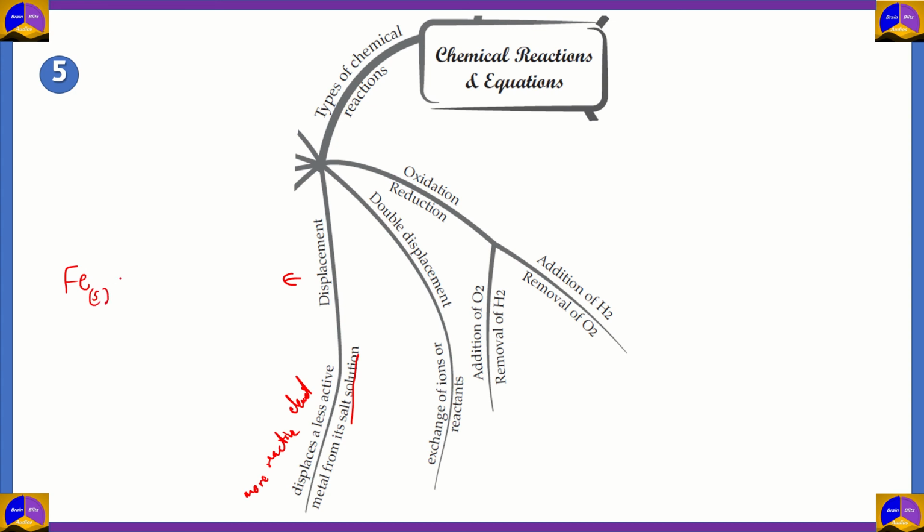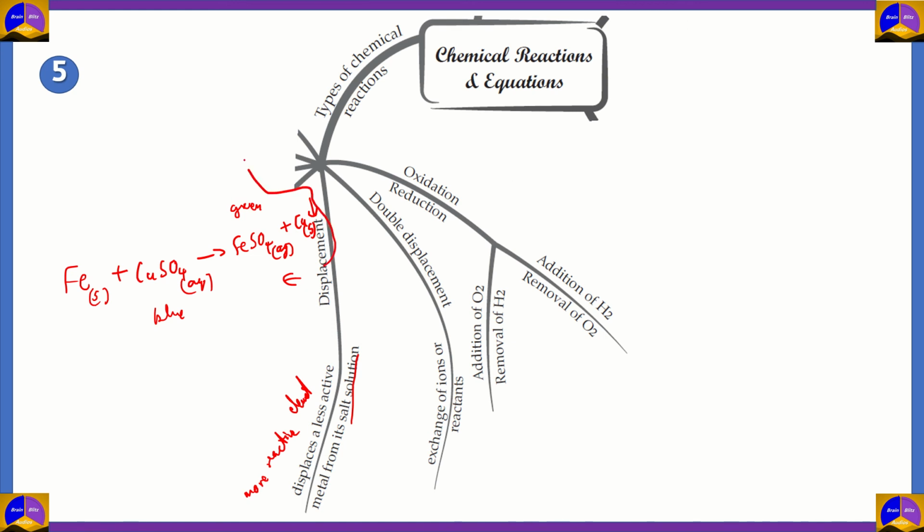For example, iron, when it reacts with aqueous copper sulfate, forms iron sulfate, which is aqueous, and solid copper, which is a precipitate. So copper sulfate is blue and iron sulfate is a dirty green, so you can easily observe this reaction. As you can see, iron, being more reactive than copper, displaces copper from its salt solution.